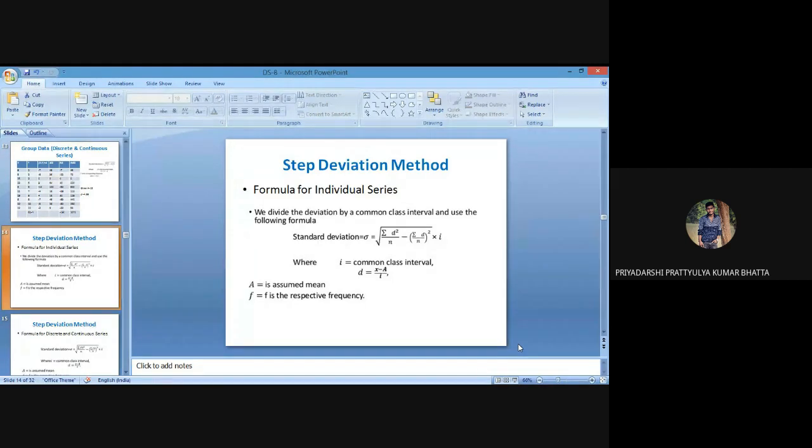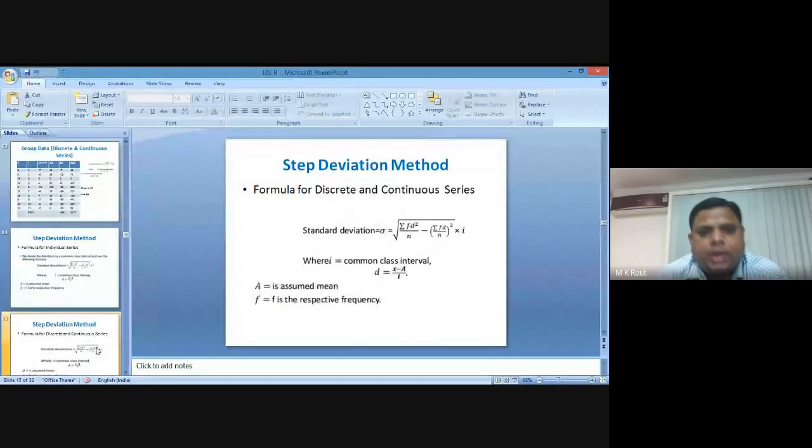Is it done? Moving to the next one, just write down. In case of discrete and continuous series, we have the formula that standard deviation sigma equals the square root of sum of fd square divided by n minus sum of fd divided by n, whole square, into I. I repeat, here I stands for common class interval and d stands for deviation, that equals x minus assumed mean divided by your common factor. So just note down.